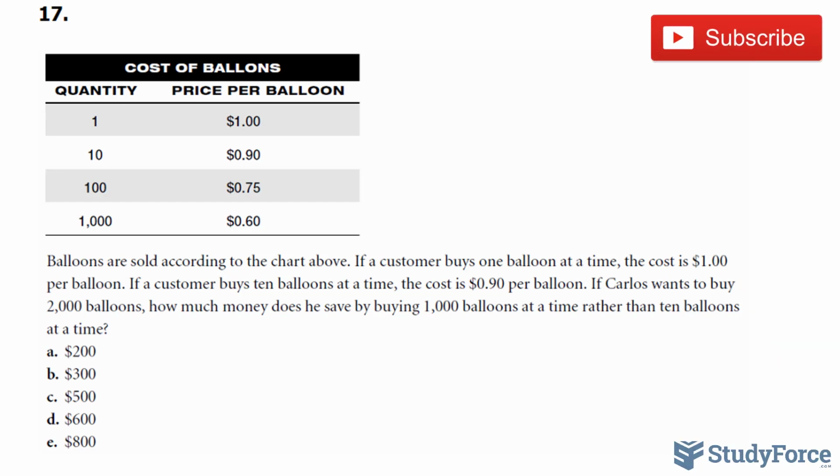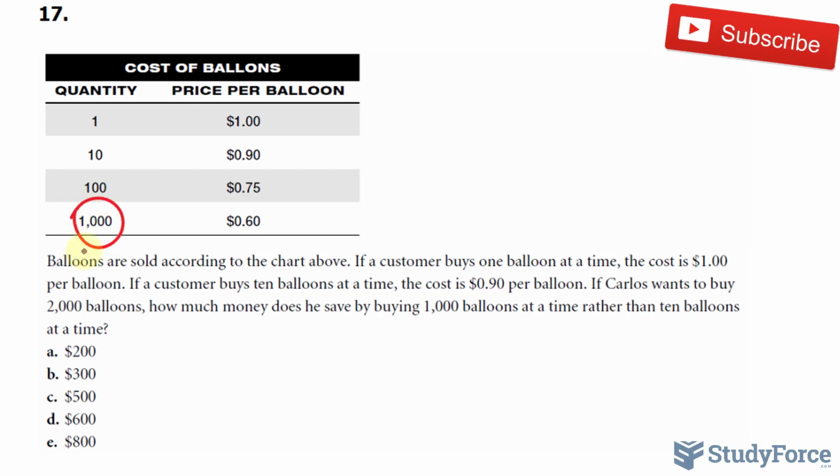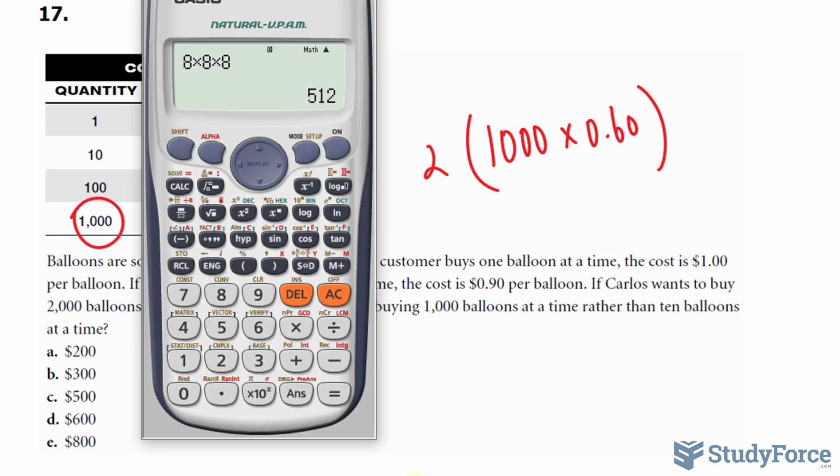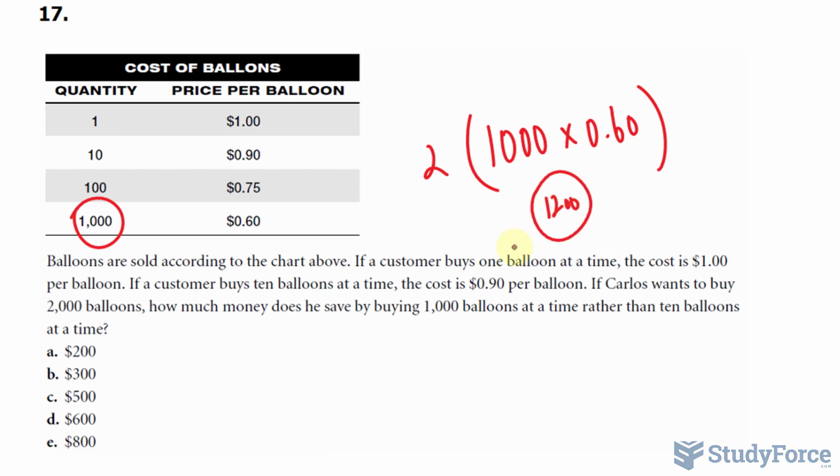So if you were to buy 10 balloons at a time, or if you were to buy 1,000, he gets this price. So if you wanted to buy 2,000 balloons, I suppose it would be 1,000 times 0.60 twice. Let's see if that works. 1,000 times 0.60 times 2. That's 1,200. He would be paying 1,200. So how much money will he save?